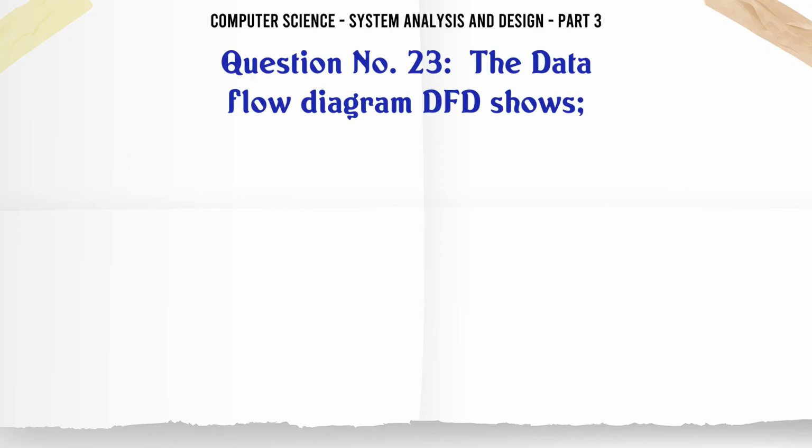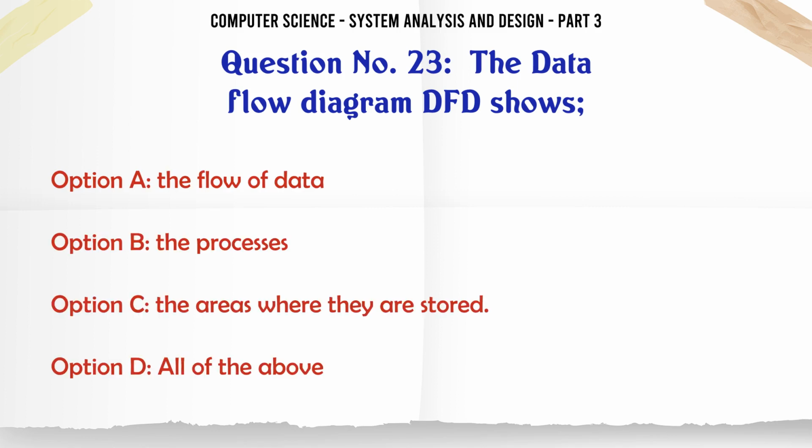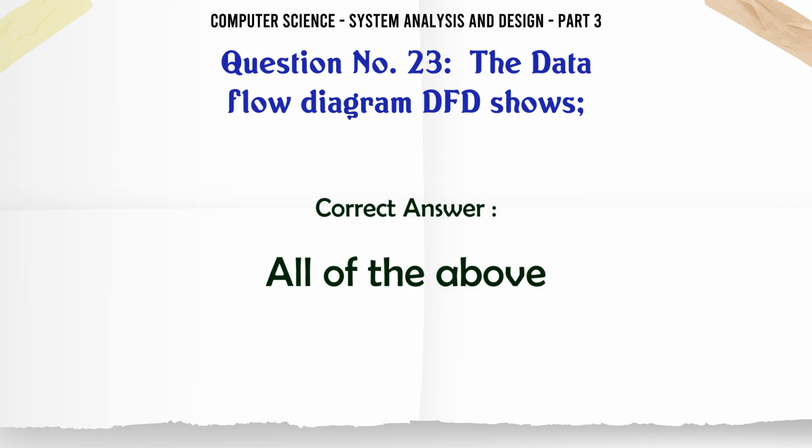The data flow diagram, DFD, shows: A. The flow of data, B. The processes, C. The areas where they are stored, D. All of the above. The correct answer is all of the above.